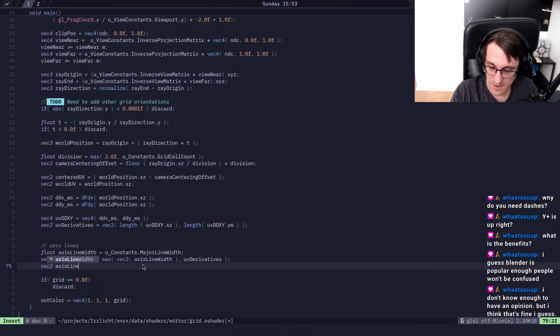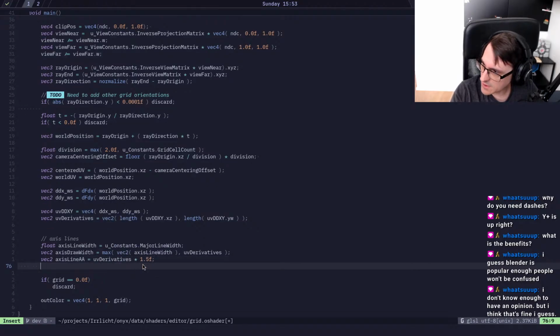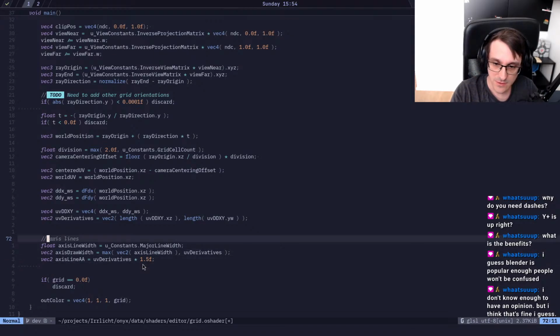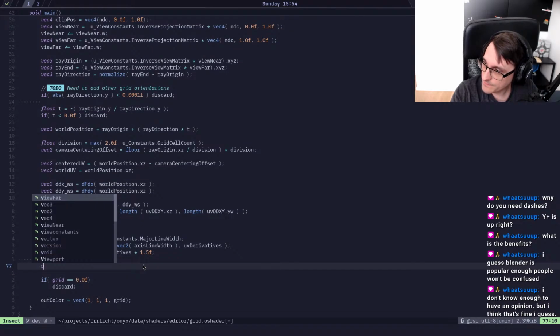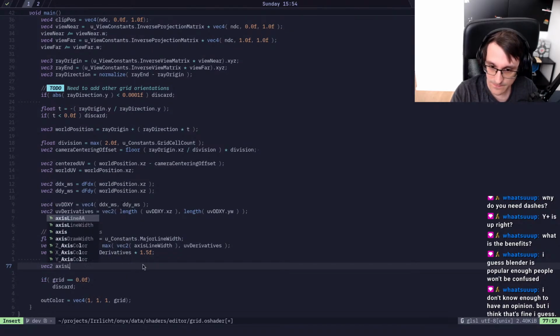And then we have an axis line. That's the anti-aliasing part, which it does here times 1.5. Is that the... I think those are the... yeah, those are the colored axis lines. That's what they are. Yes. Okay, that makes sense. Now I understood it.